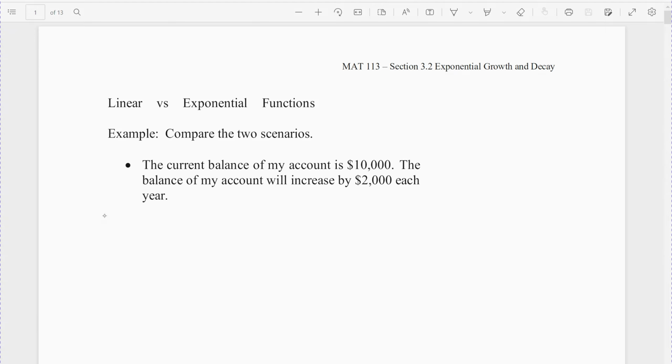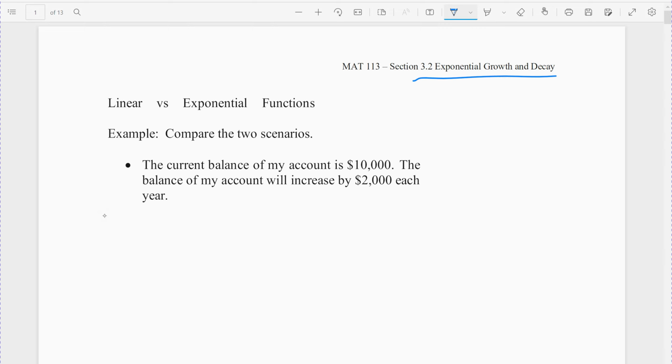Alright, so we did linear, so now we're going to do exponential. Again, I'm going to briefly go over the two different cases so that you can recognize the difference between the two. So comparing linear versus exponential, and we're going to spend our time in this section in exponential.